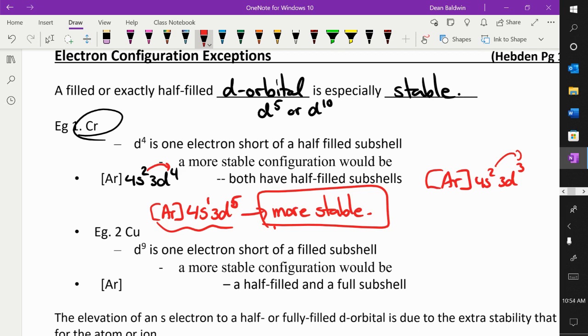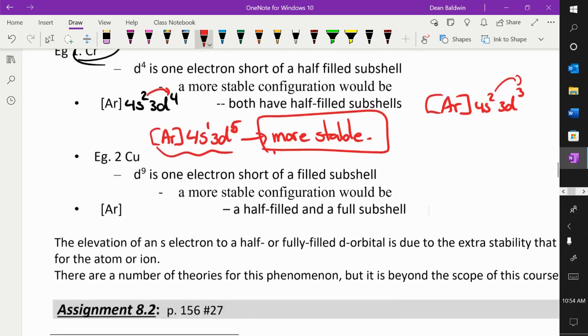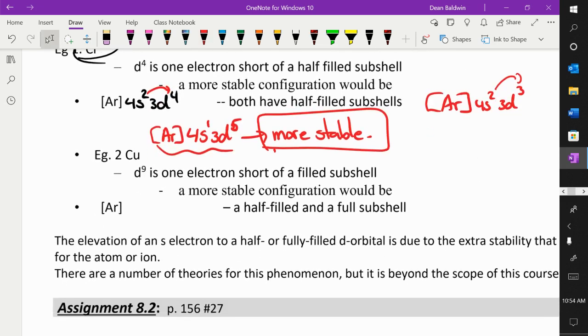So when you see D4, and you'll see in the next one it's D9, it'll borrow an electron to make a nice happy shell. So if we look at copper here, copper is argon again, and then it's 4s2, 3d9.